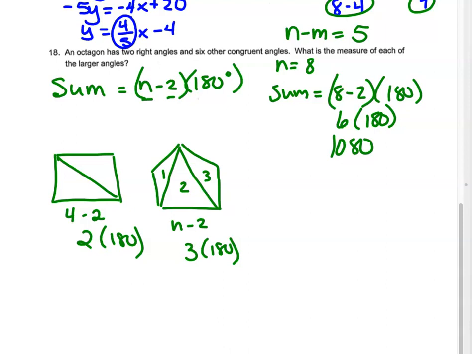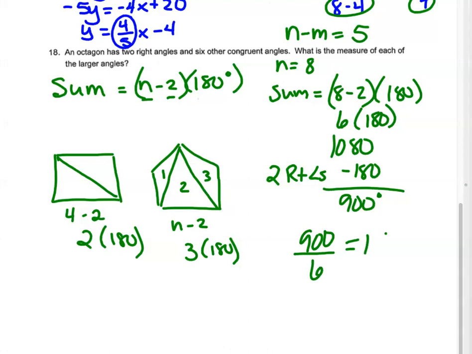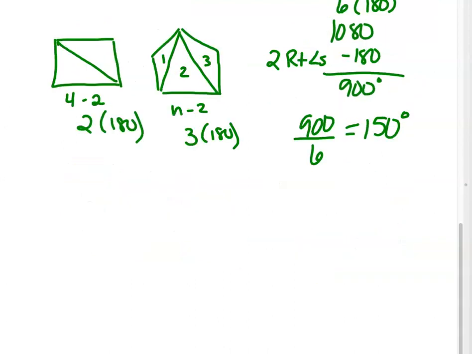Now it says it has 2 right angles, which are each 90 degrees, so that uses up 180 of this. If we take away 180 degrees, we are left with 900 degrees. And it says, what is the measure of the larger angles? There are 6 other congruent ones. So we have to take the 900 degrees that we have left and divide it into 6 equal parts. Each of those other angles would be 150. So in this octagon, we have 2 right angles, and the other 6 are 150 degrees.